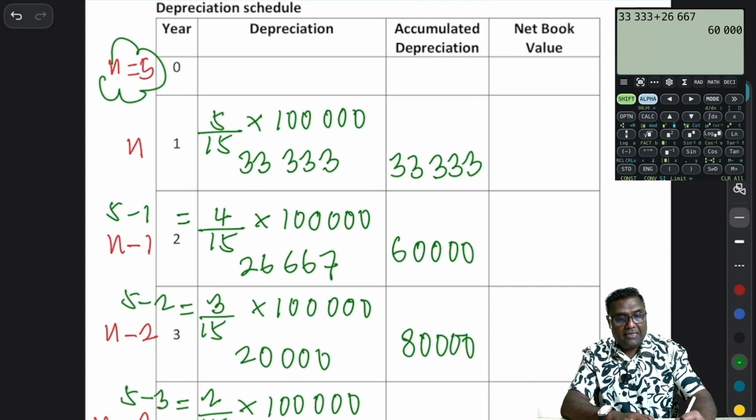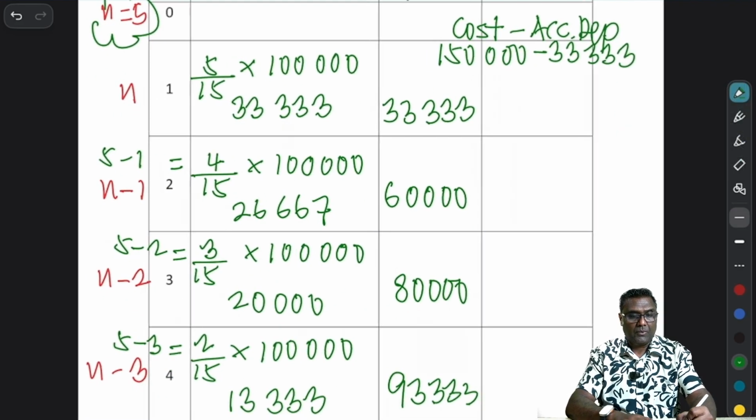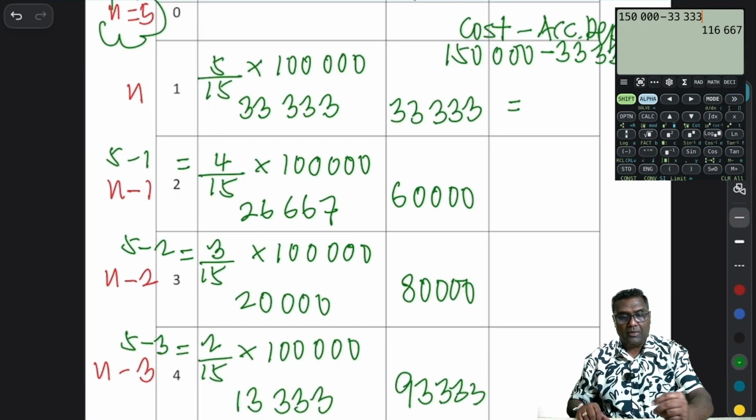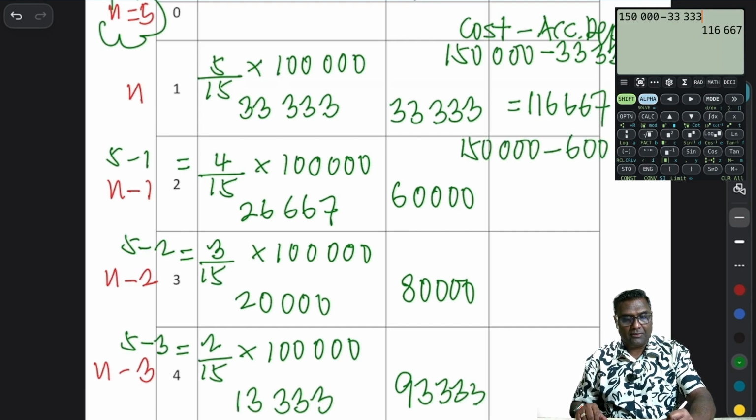Okay, this as usual, cost minus accumulated depreciation. What was the cost? 150,000 minus 33,333. So take my calculator. 150,000 minus 33,333. 116,667. Next, 150,000 minus 60,000. You can press the calculator. 90,000.